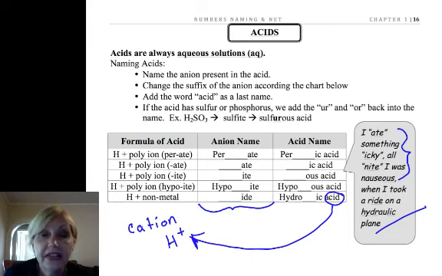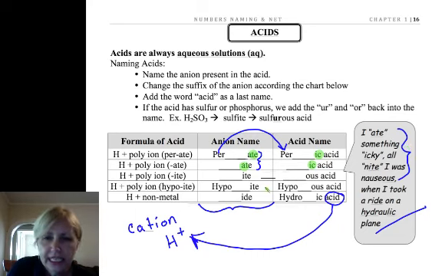Now, to get the acid name, there's just 3 rules that you have to memorize. The first rule is that the ate ending gets changed to an ic. Notice we didn't drop the per. The per stayed the same. We're not changing prefixes. We're only changing suffixes. And ate goes to ic. Now, the second rule is that ite goes to ous. We keep the hypo. Ite goes to ous. So that's our second rule.